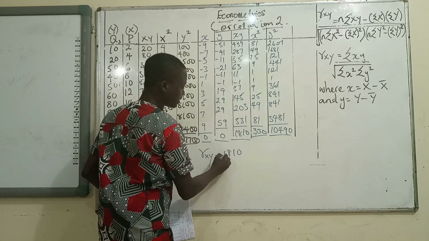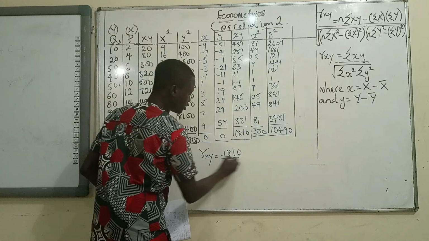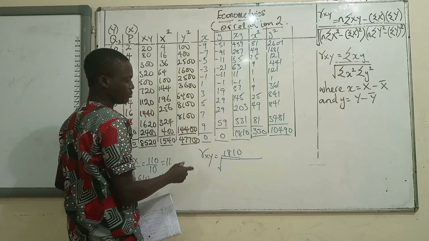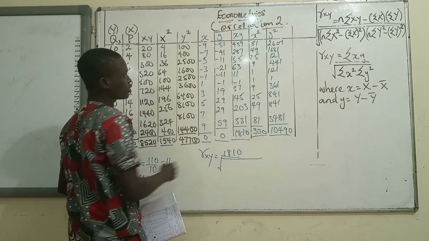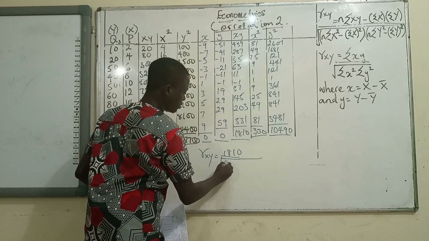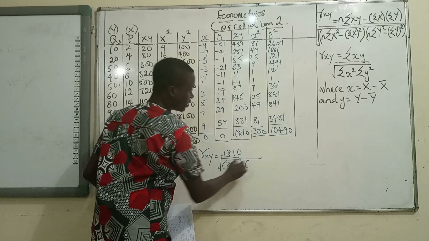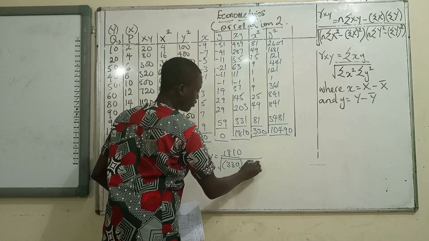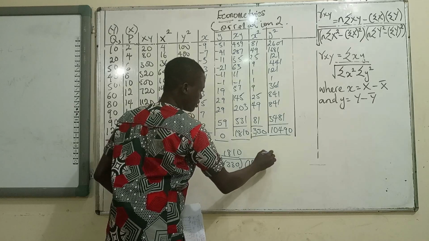I think this formula is straightforward, as you are probably agreeing with me in your minds. Then we have the square root of the sum of x squared. So where is x squared? This is x squared. The sum of x squared is 330. Then the sum of y squared. The sum of y squared is 10,490. Okay, so let's see what we are going to get.